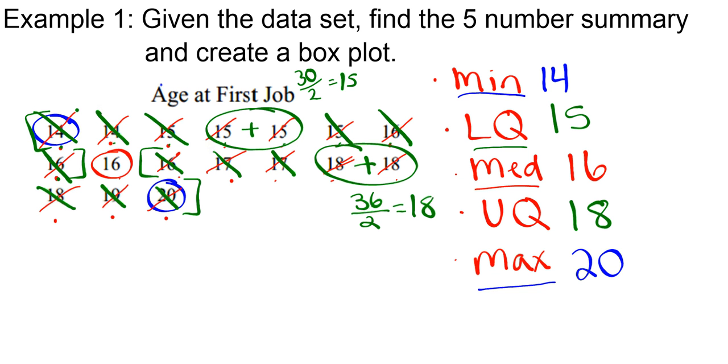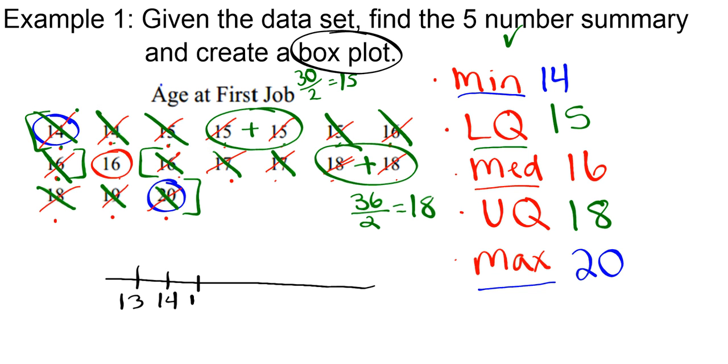Now that I have my 5-number summary, check, I need to make a box plot. So I'm going to go ahead and create my number line. I'm going to start at 13, and I'm going to try and make my way to 21. 14, 15, 16, 17, 18, 19, 20, and 21. I always like to go a little extra just so that it fully fits on there.